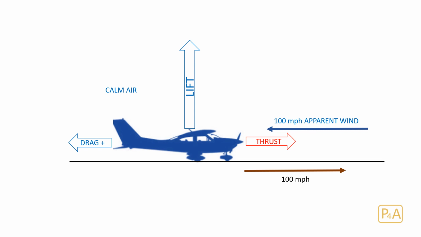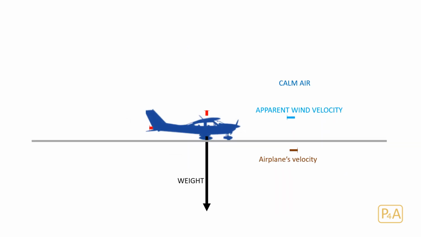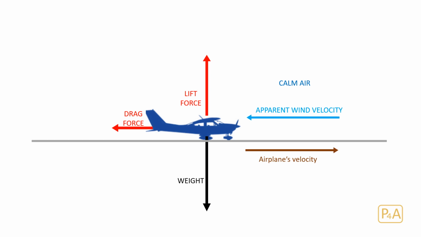Let's see now how the drag and lift forces change as the airplane runs on the runway in calm air. As the airplane's velocity increases due to the engine's thrust, the apparent air velocity increases. The two velocities have the same magnitudes and opposite direction. The drag and lift forces increase as the apparent air velocity increases. There comes a point that the lift force is slightly greater than the airplane's weight. That is when the airplane takes off.